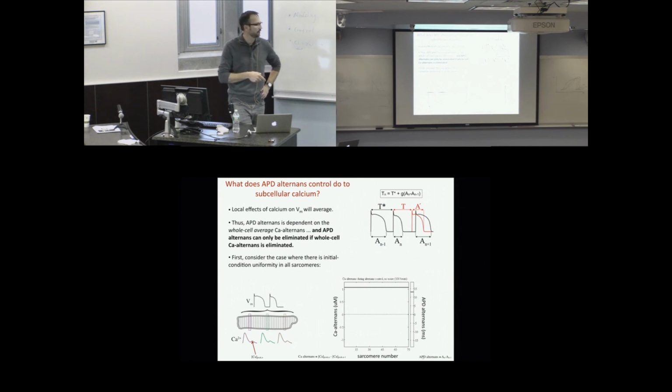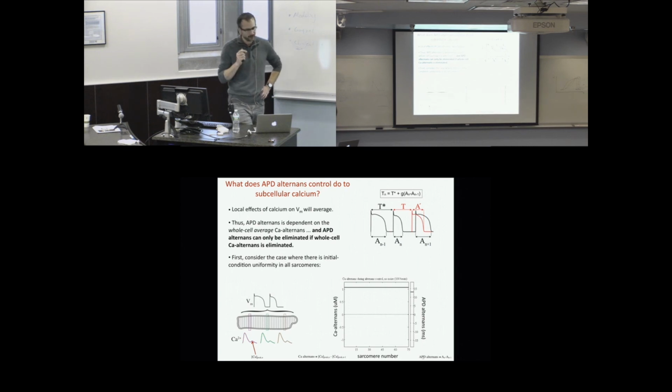But initially, the initial conditions on every sarcomere are identical, and I'm going to show you now perhaps the most boring movie that you've ever seen in a talk. What you're going to see here is essentially a moving graph. On the y-axis is calcium alternans, which is quantified as the difference between the peak of the calcium at one beat relative to the previous beat.